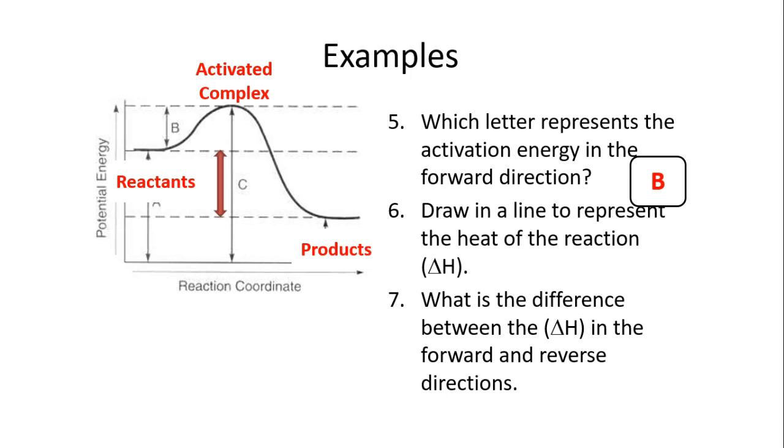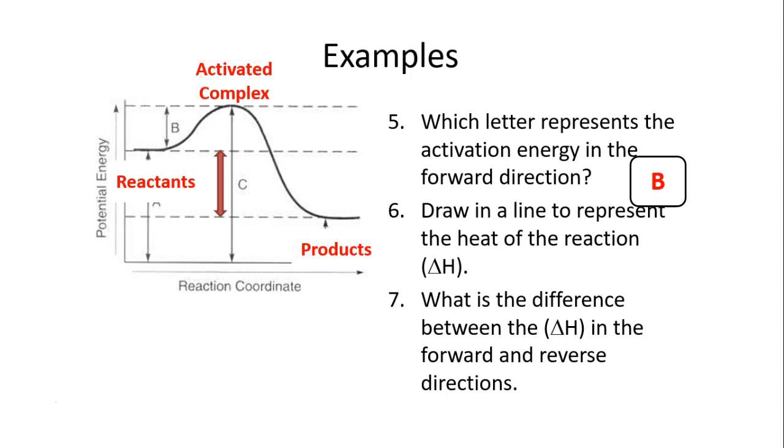We need a line, which would be from the energy the reactants are to the energy that the products are. Here's the arrow. I could draw that arrow anywhere on this graph, as long as it lines up between this line and this line.